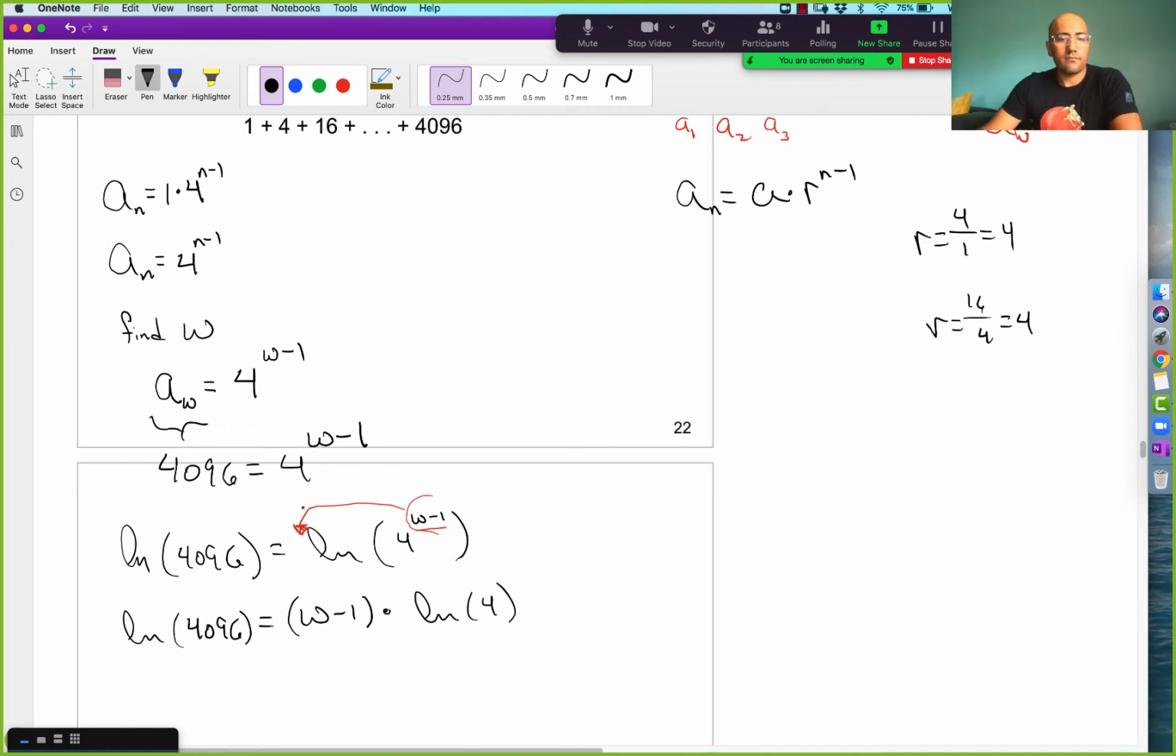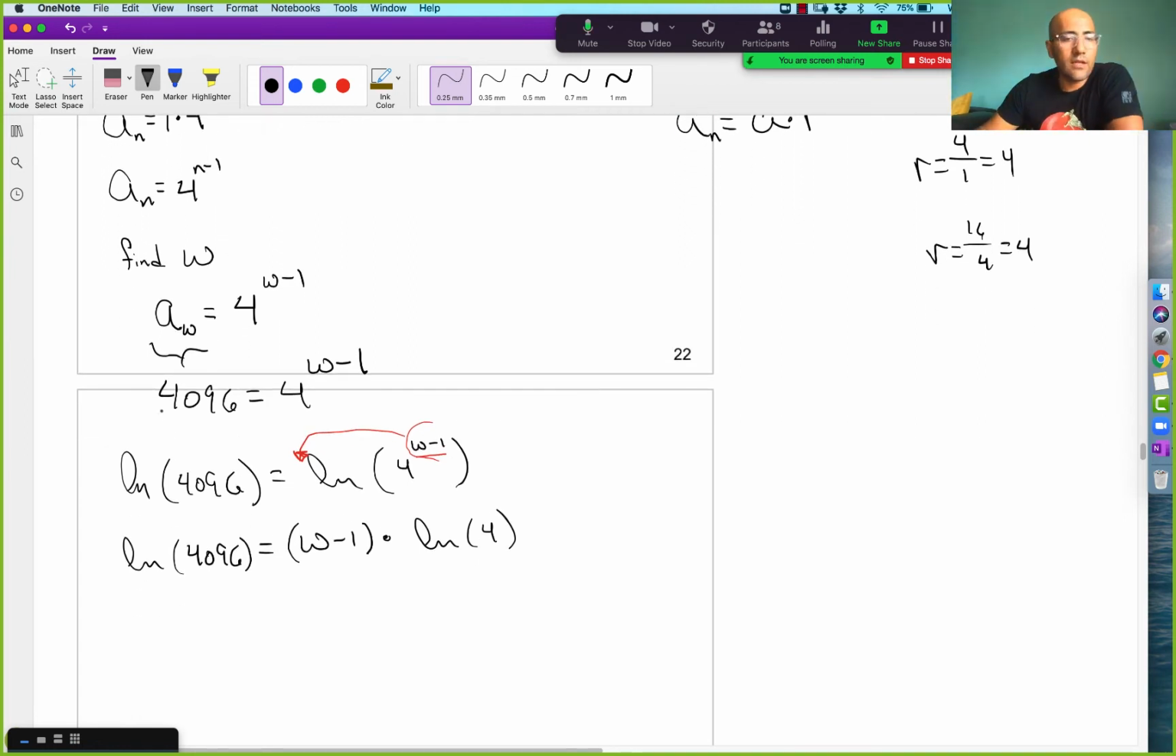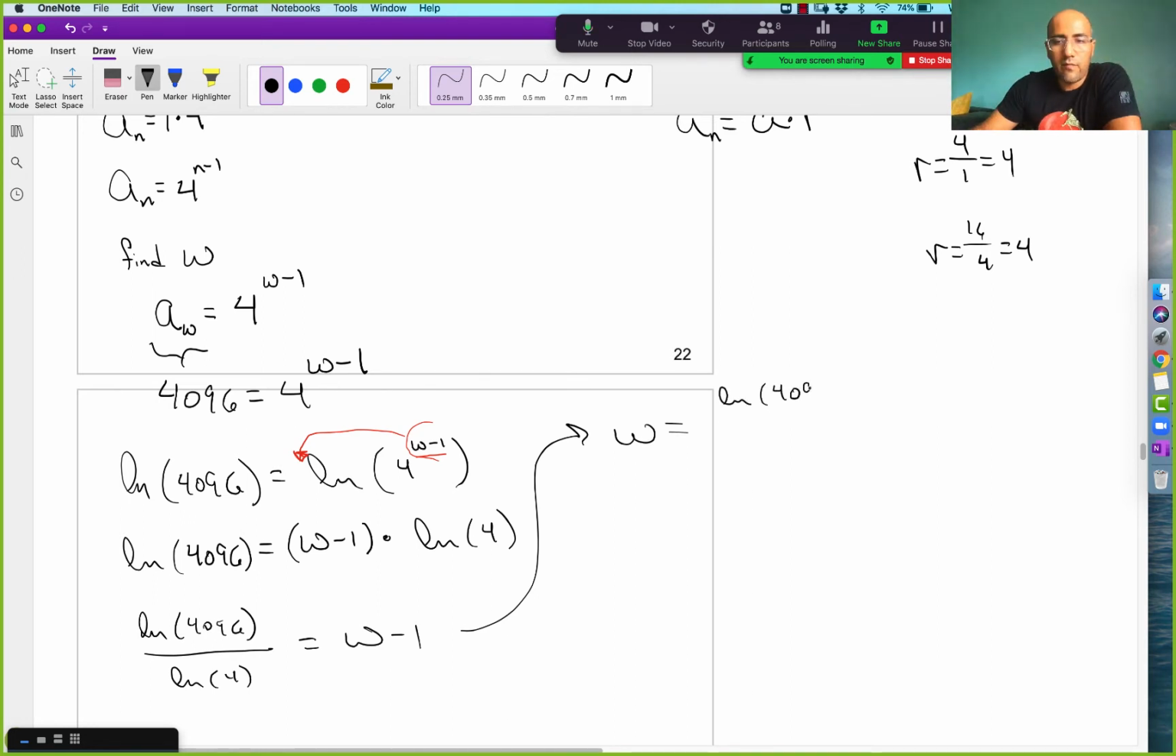Good. You could have also applied log base 4 to both sides. Some people would have preferred that, and then that makes the right-hand side super simple. Either way, you get the same answer. Divide both sides by ln of 4, so we end up with ln of 4096 divided by ln of 4 equals w minus 1. And so from there we get that w must be equal to ln of 4096 divided by ln of 4 plus 1.